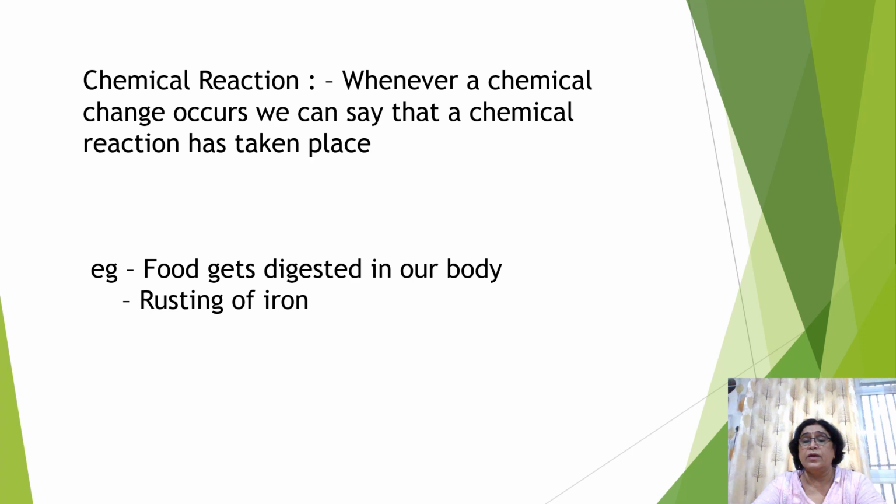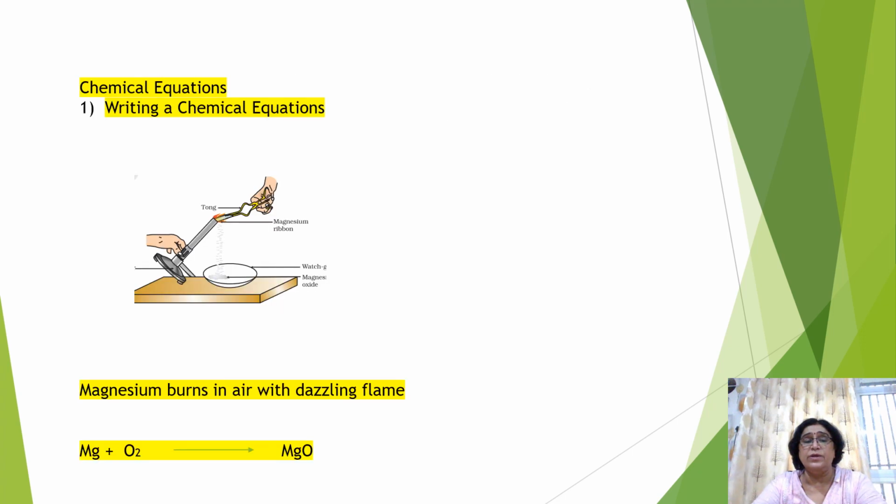Okay. Now what is chemical equation then? Now this change that has occurred has to be symbolically represented. When you represent it with the symbols, that means what is happening in the reactants, what is happening in the products, and you represent it in the form of an equation, then you say this is called chemical equation. Now just now I gave you an example of magnesium. Here there's a picture given here.